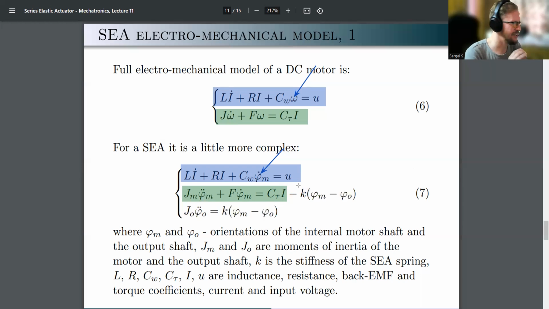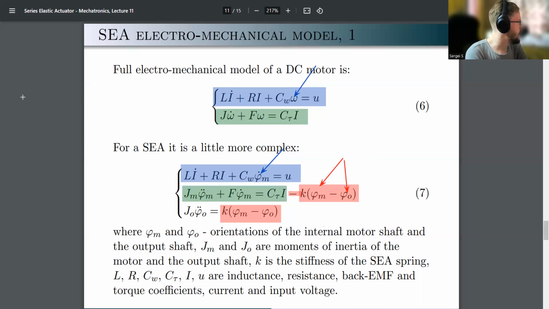So the difference is we have this torsional spring, right? The torsional spring would act both on the internal motor and on the output shaft. So there will be torque from the spring that acts on the internal motor. It acts with a minus sign, and on the output shaft with a plus sign. Of course, the sign depends on the choice of these two variables, like their position. If you switch their position around, the minus sign will go to the other equation. Right?